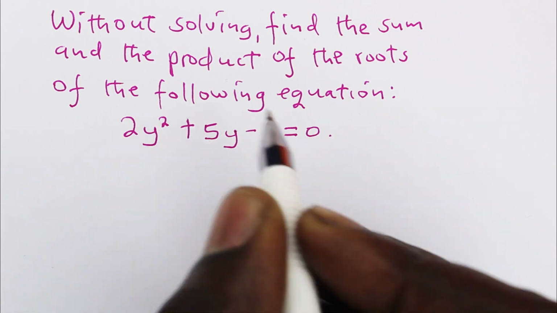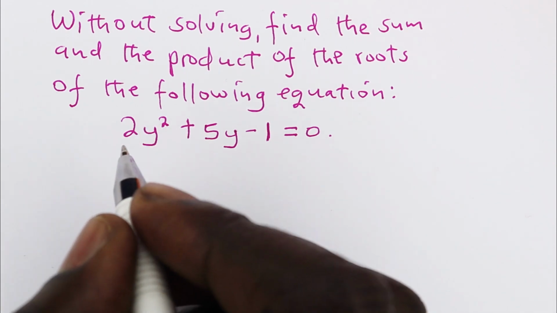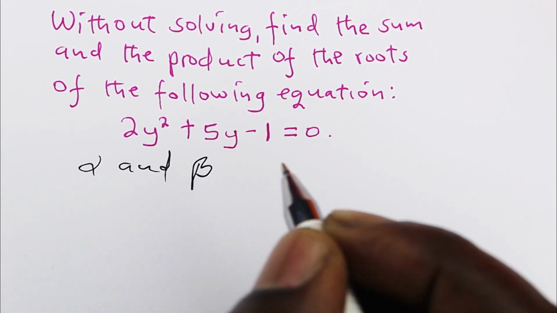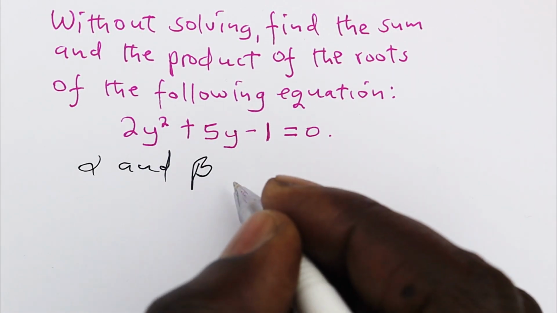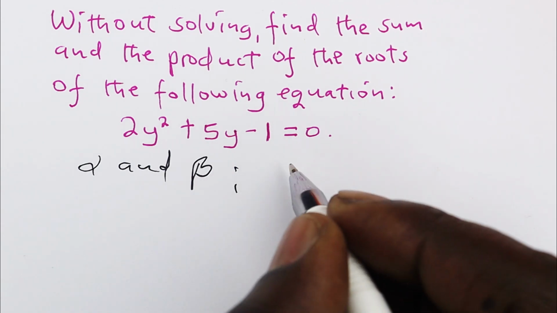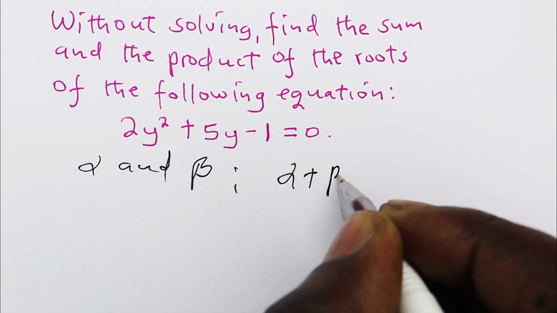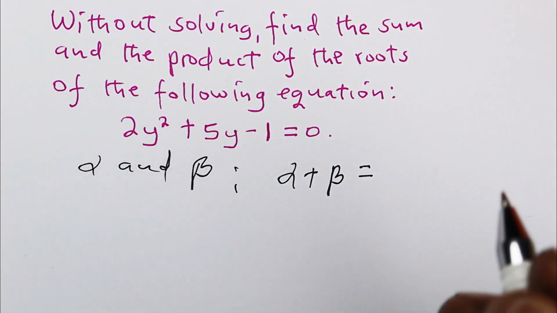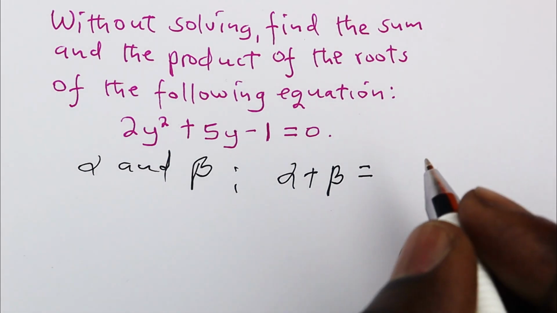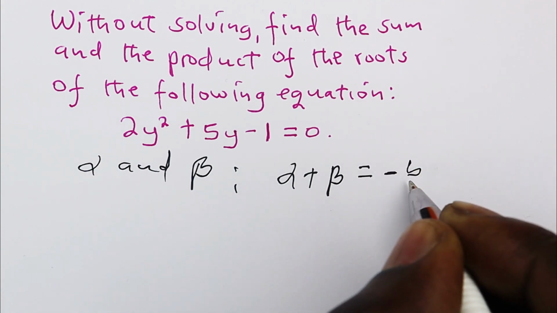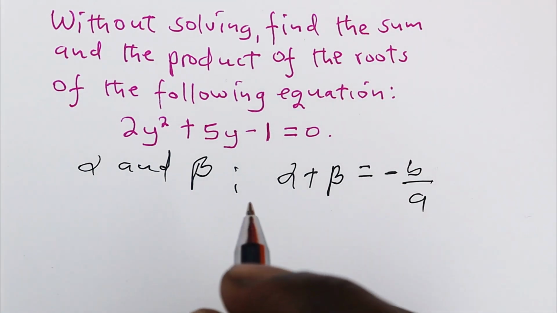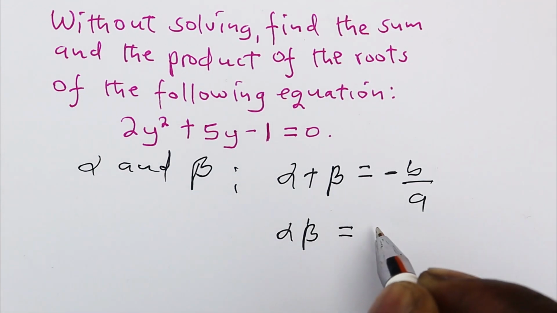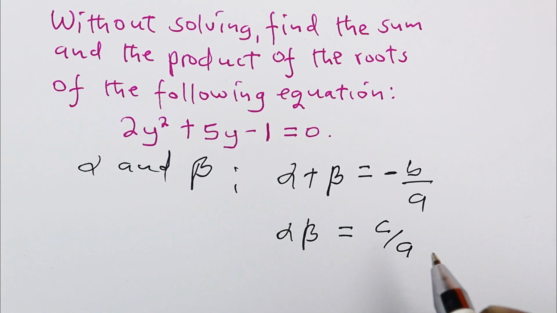So if the roots of this particular equation are alpha and beta, then we can relate the sum of these roots, that is alpha plus beta, with the constants in the standard form of a quadratic equation a, b, and c as minus b over a, and the product of the roots is the same as c over a.